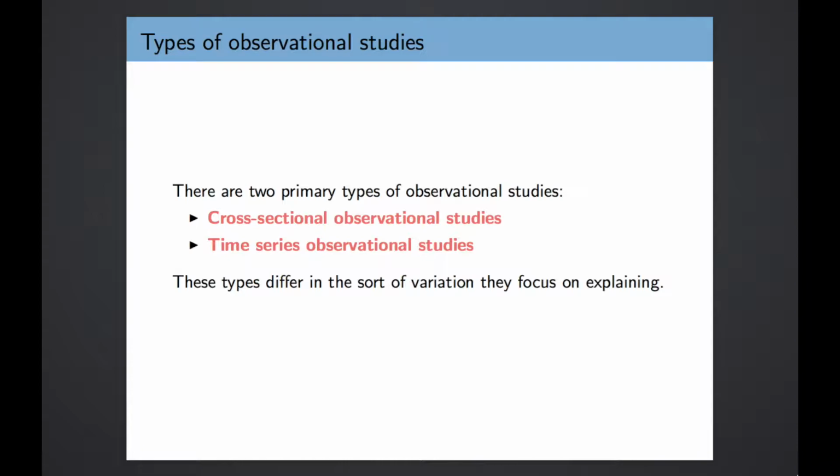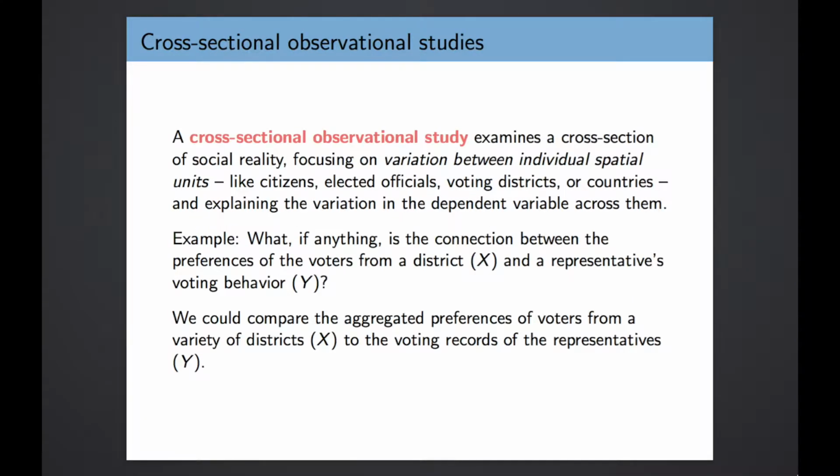So let's talk about each of those approaches in a little bit more detail and take a look at examples of data of each type. So in a cross-sectional study, we want to understand variation in the dependent variable, the outcome y, across these individual units that we're studying. So what makes citizens different from one another in terms of the dependent variable that we're studying? Or what makes states different from one another in terms of the dependent variable? Or what makes countries different from one another in terms of the dependent variable?